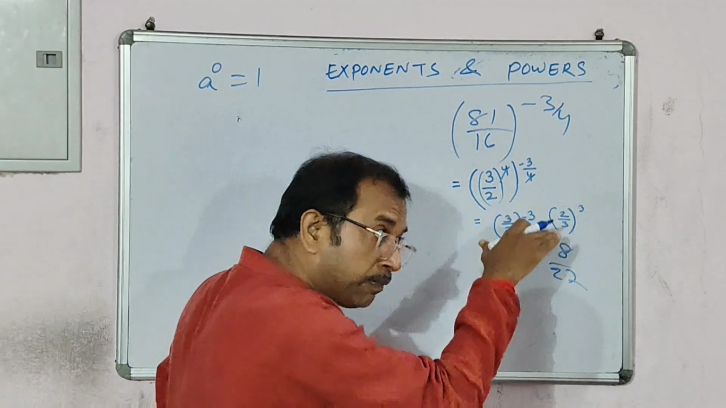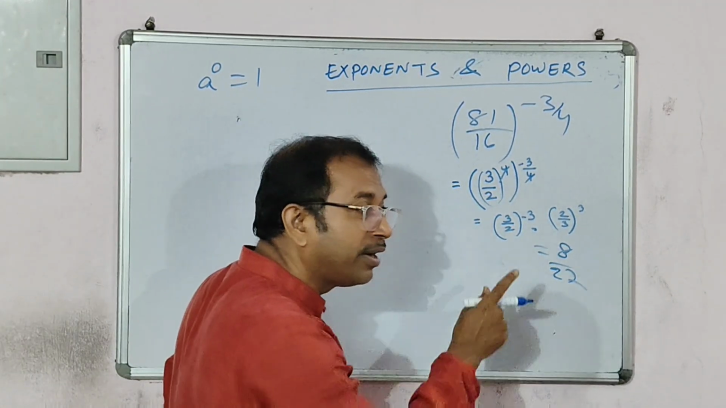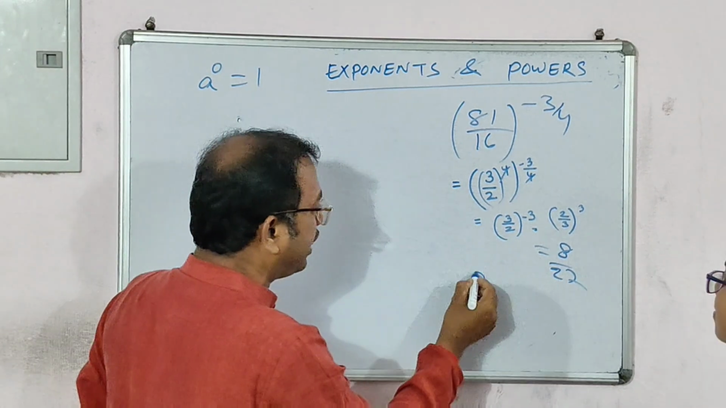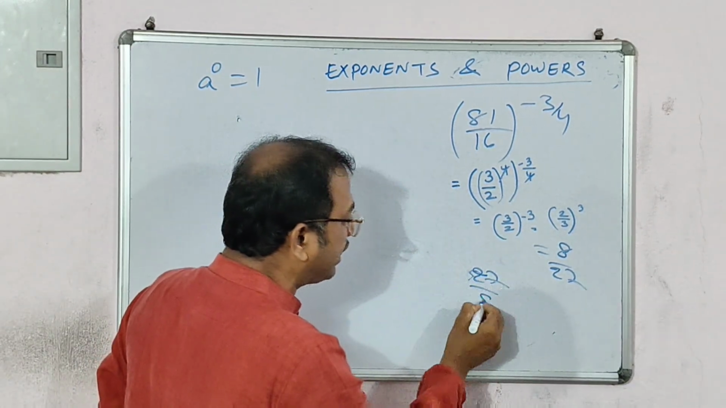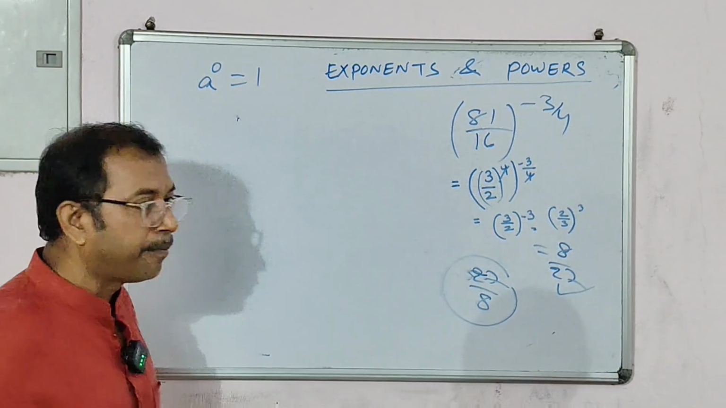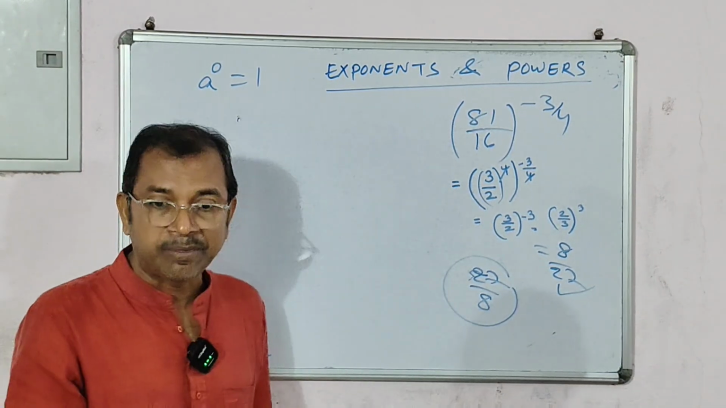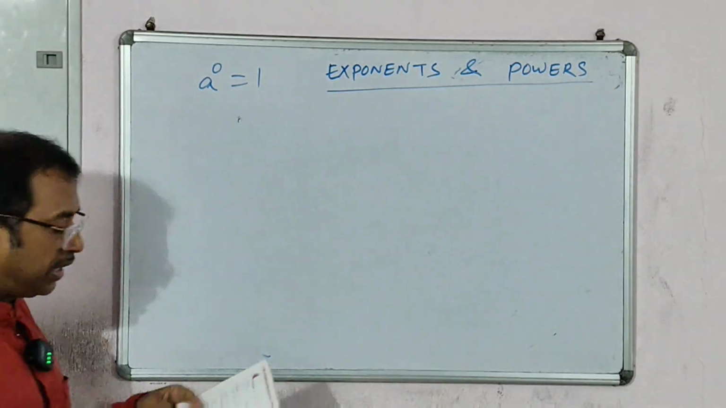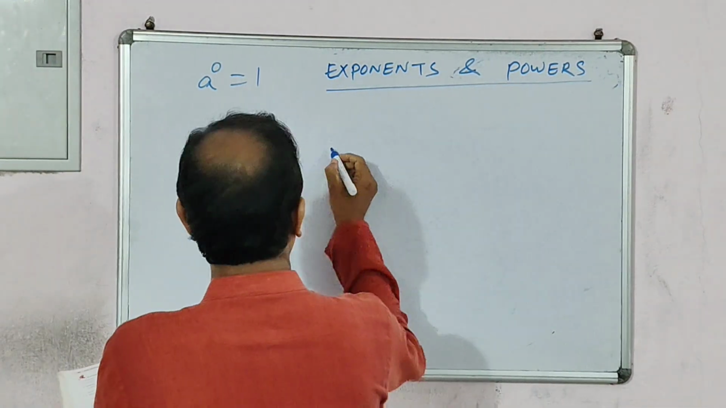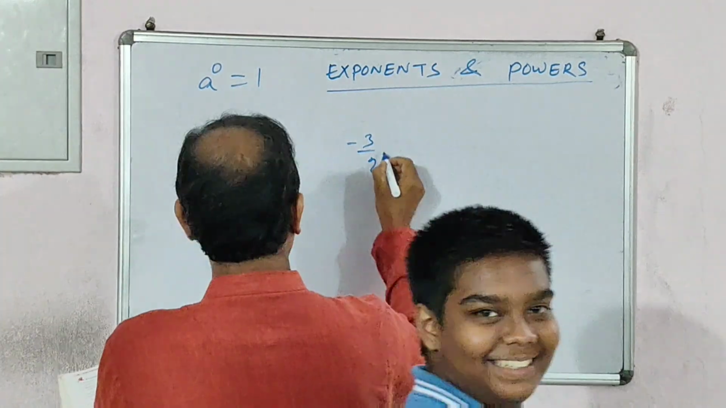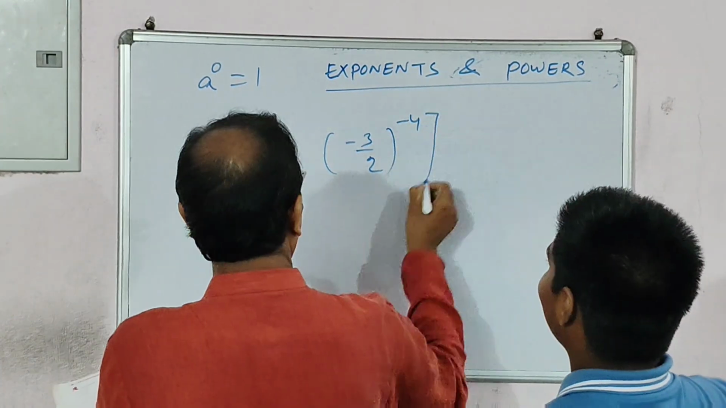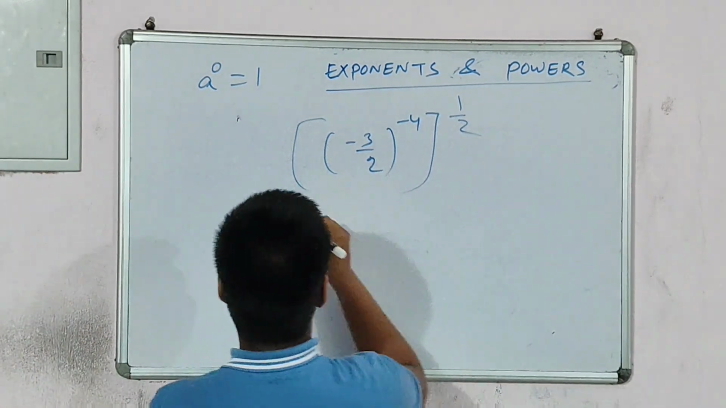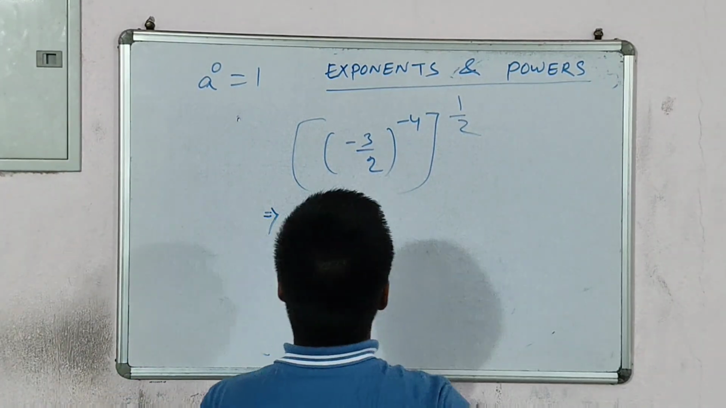You have to find its multiplicative inverse. You have to find what? Its multiplicative inverse. What will do? You just take the reciprocal. 27 by 8 is the multiplicative inverse of this one. First of all, you simplify. After simplification, just take the reciprocal. Got it? Multiplicative inverse of (-3/2) to the power -4 whole to the power 1/2. Find its multiplicative inverse. Okay, sir. Find its multiplicative inverse.